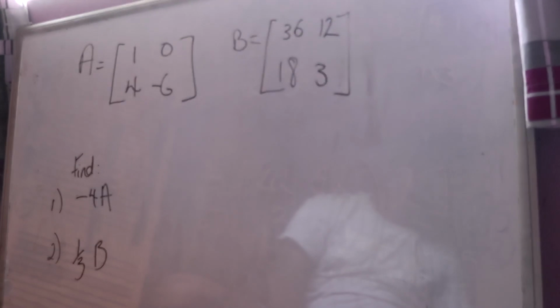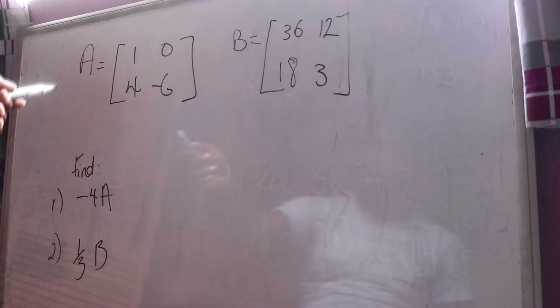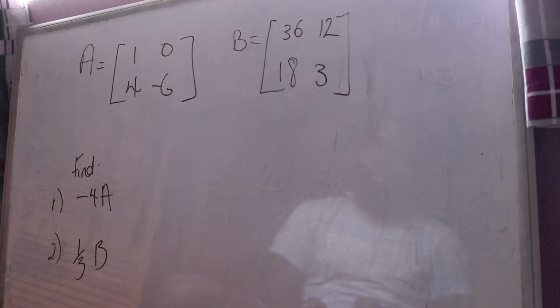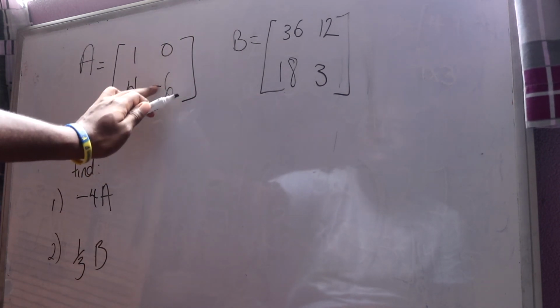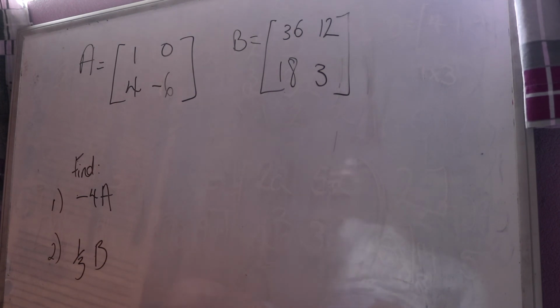So we have here matrix A is 1, 0, 4, negative 6. This is negative 6, by the way, if you didn't realize. Sorry for my terrible handwriting. And then for matrix B, we have 36, 12, 18, and 3.